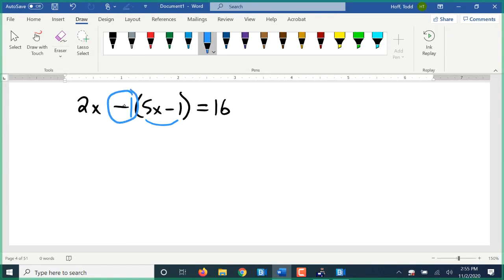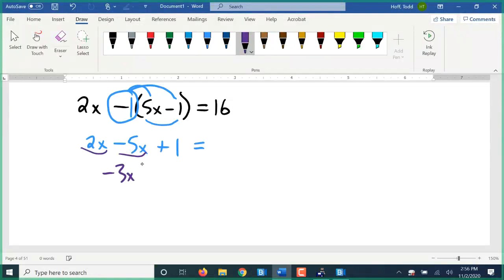So we are going to multiply by the negative 1. I'll bring down the 2x, there's nothing happening to that. Negative 1 times 5x is negative 5x. Negative 1 times negative 1 is a positive 1. Now we still have things to combine on that left side. 2x and negative 5x is a negative 3x. We still have the plus 1. On the right side, nothing to combine. We just have the 16.